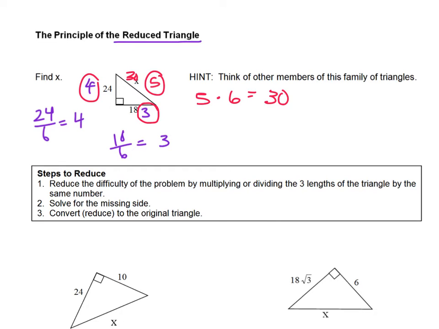So here are some steps written out. Reduce the difficulty of the problem by multiplying or dividing the 3 legs of the triangle by the same number. So that's when we divided by 6 up here. And we recognize it was a 3, 4, 5 triangle. Solve for the missing side, convert or reduce to the original triangle.